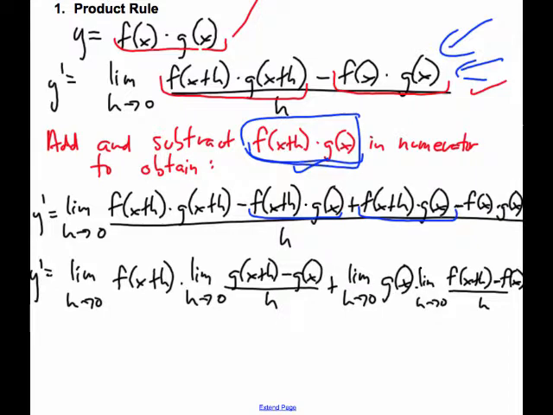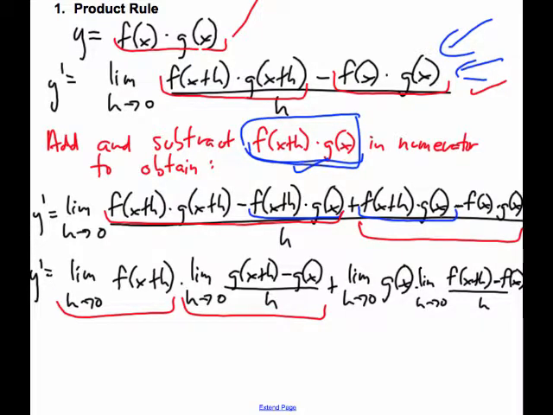So what I'm going to do is, out of these first two terms, I'm going to factor out f of x plus h, and that's going to leave me with g of x plus h minus g of x. And because I'm doing the limit of a product, I can break that up as follows. Similarly over here, I can factor g of x out of both parts. So I have the limit of h approaching 0 of g of x times what's left over, f of x plus h minus f of x.